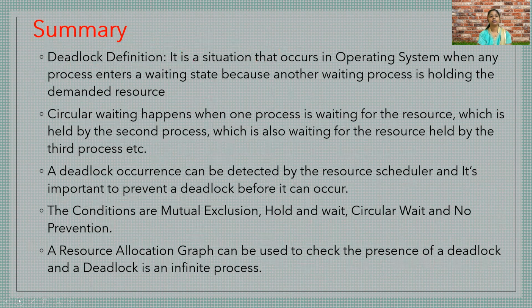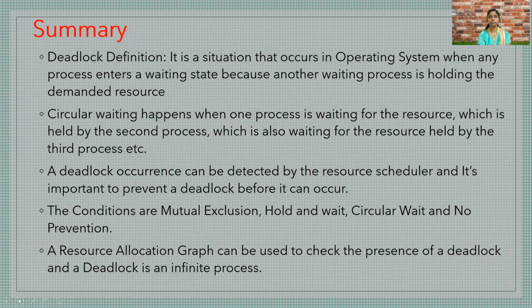So coming to the last slide, let's quickly summarize what we've learned in this video. We've seen that deadlock is a condition that occurs in an operating system where a process enters a waiting state and remains in the waiting state because another process, which is also in the waiting state, is holding on to the resource that this process wants. A circular waiting condition commonly happens in a system where there are many processes and one process waits for a resource held by another process which is next in the cycle. And that's how a circular wait condition happens.